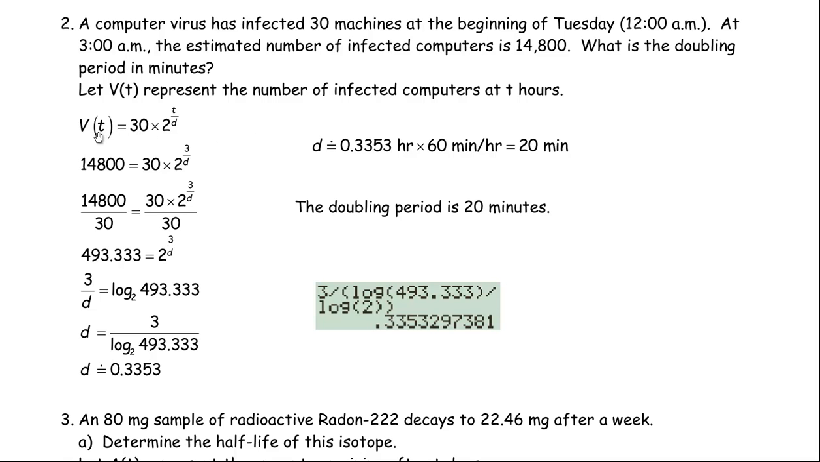So this would be my formula. The number of infected computers is 30 times 2, because it's doubling. I'm looking for the doubling time. 2 to the power of time over the doubling period. So that's just a general formula you'll see used a lot in these kinds of questions. So my amount infected at 3 a.m. is 14,800, and at 3 a.m. the time would be 3 hours. And again, if you're doing it in minutes, you'd put 180 there.